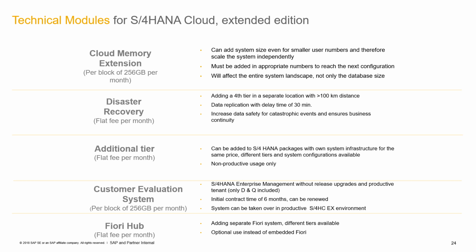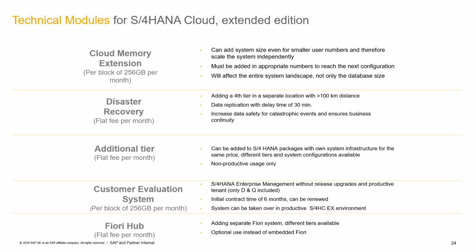Also, you can add disaster recovery. It's a flat fee per month. Adding a 4th tier in a separate location within a 100-kilometer distance. It provides data replication with a delay time of 30 minutes. This increases data safety for catastrophic events and ensures business continuity.